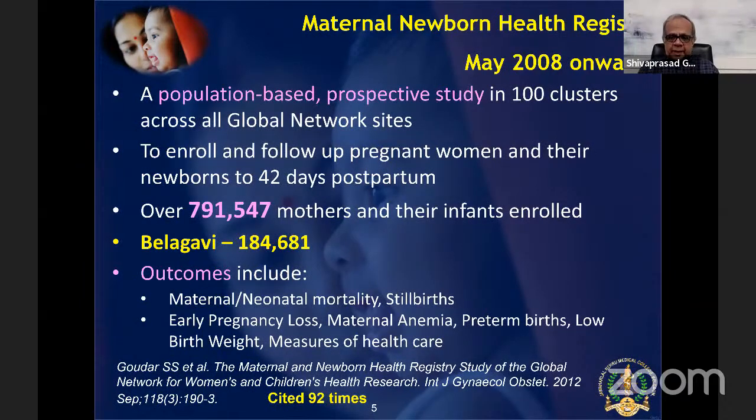Now, as part of the NICHD Global Network, since 2008, we have an ongoing maternal newborn health registry. It's a population-based prospective study in about 100 clusters across all of the global network sites, and there are 8 global network sites. There's another site in India in Nagpur, one in Bangladesh, and another in Pakistan. So there are 4 sites in South Asia, 3 in Africa, in Kenya, Zambia, and the DRC, and 1 site in Guatemala in Central America.